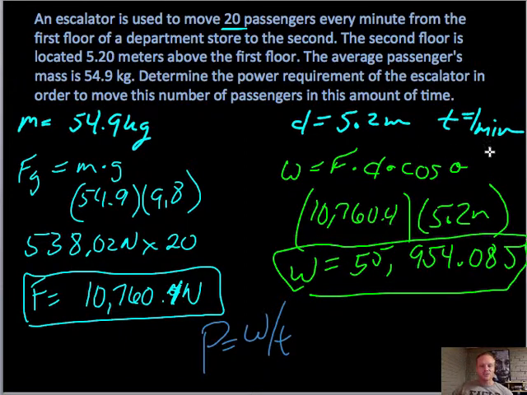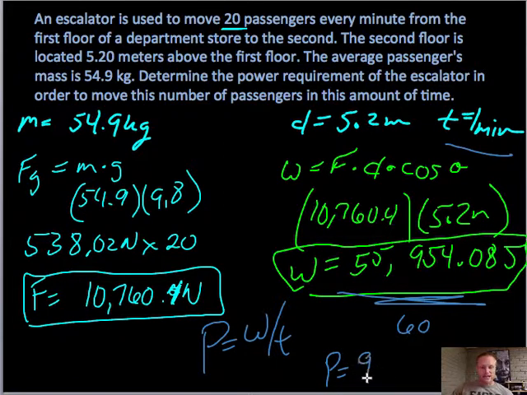Now the one thing is, don't get yourself caught in this trick. Change the minutes to seconds. So 1 minute, there are 60 seconds in that. So I'm going to divide this number here by 60. And if you do 55,954.08 joules divided by 60, I get a power rating of 932.6 watts.